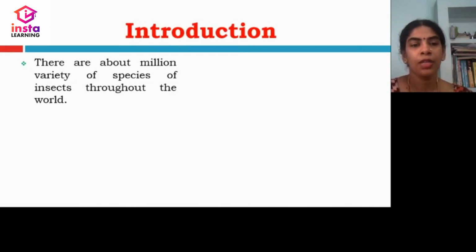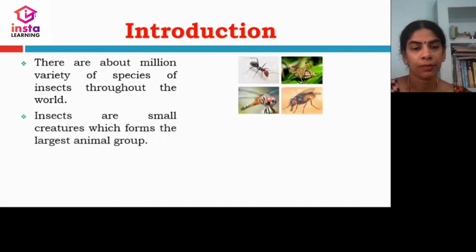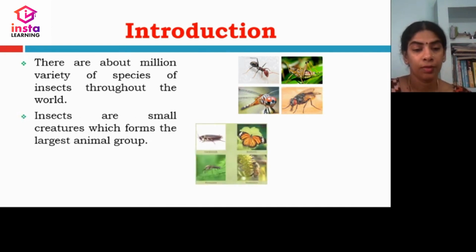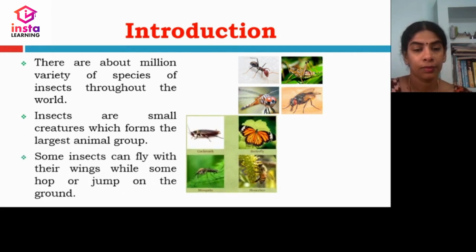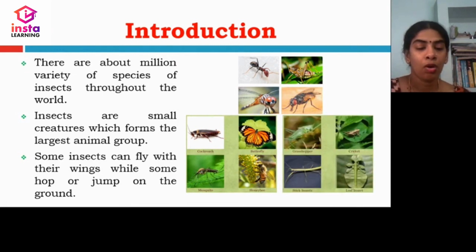There are about a million species of insects throughout the world. These are small creatures which form the largest animal group. Some insects can fly with their wings, while some hop or jump on the ground.